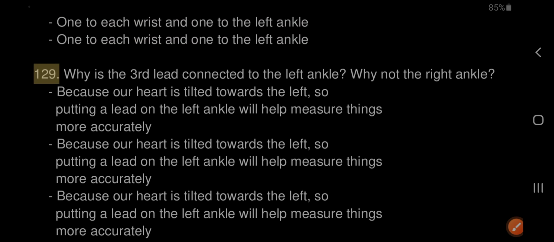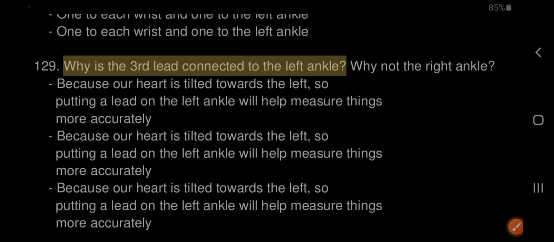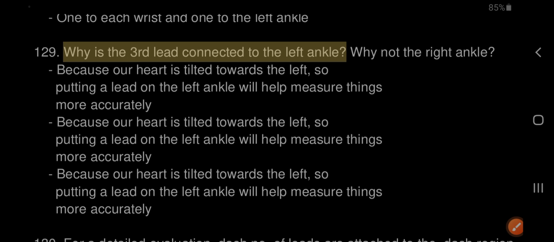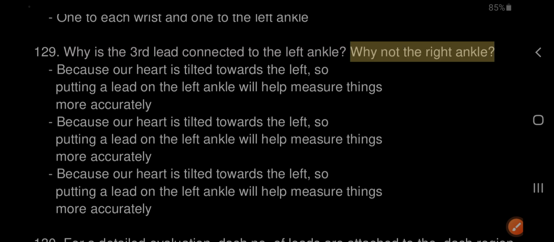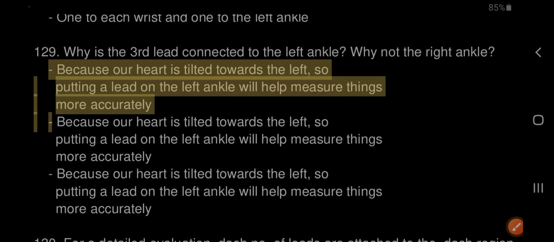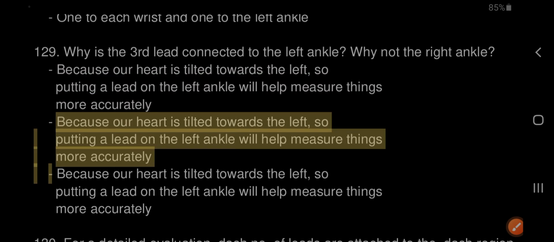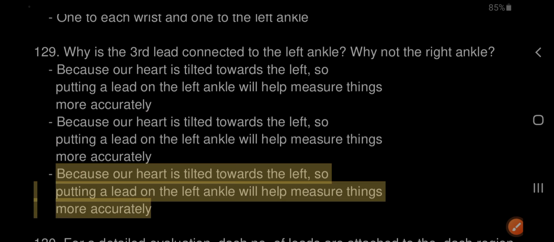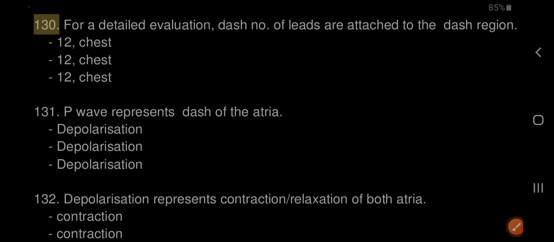129. Why is the 3rd lead connected to the left ankle? Why not the right ankle? Because our heart is tilted towards the left, so putting a lead on the left ankle will help measure things more accurately. 130. For a detailed evaluation, dash number of leads are attached to the dash region. 12. Chest. 131. P wave represents dash of the atria.